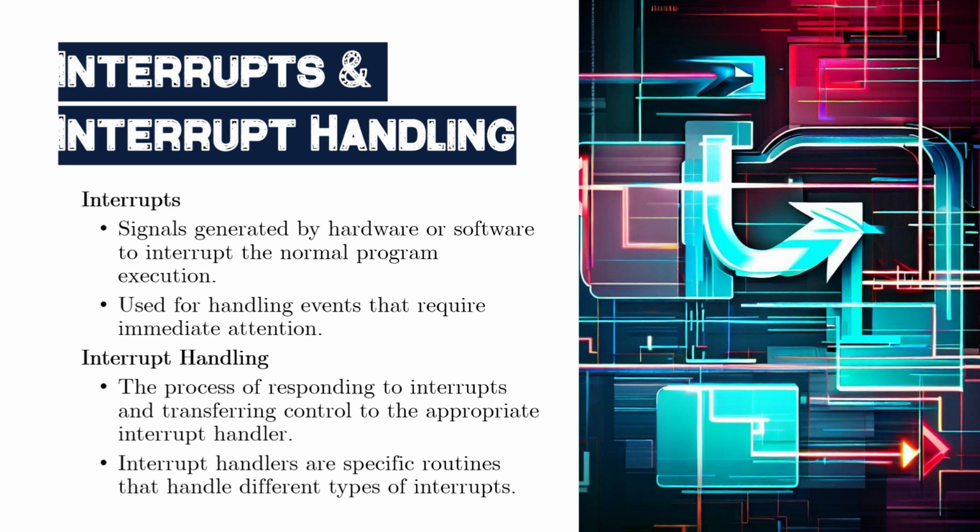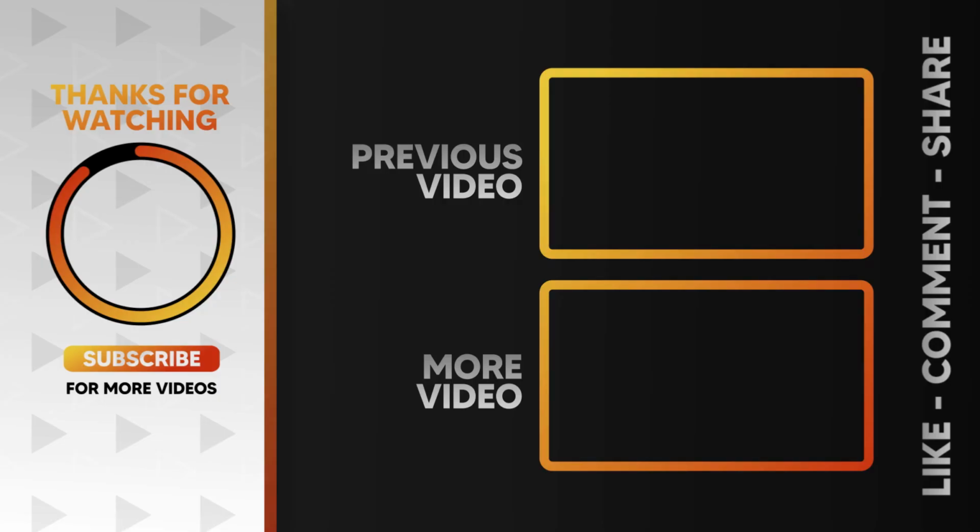Interrupt handling allows the computer to handle events that require immediate attention, such as keyboard inputs or incoming data from a network. We hope you found this lesson on input/output and interrupts informative. Understanding how input and output devices interact with the computer and how interrupts are handled is crucial for building efficient and responsive computer systems.